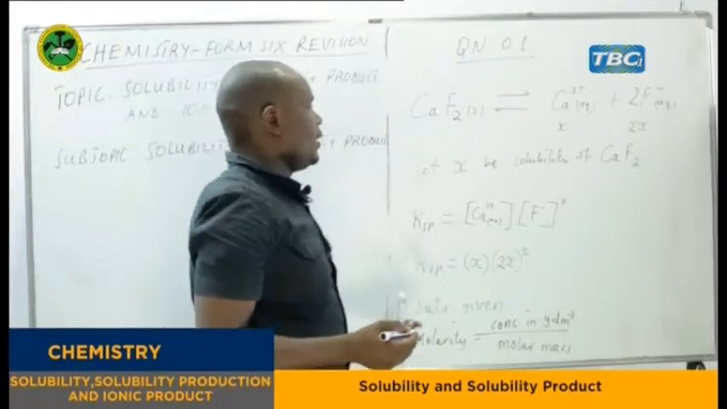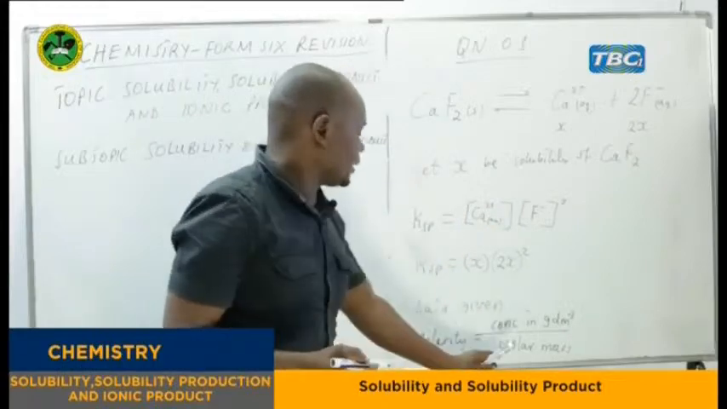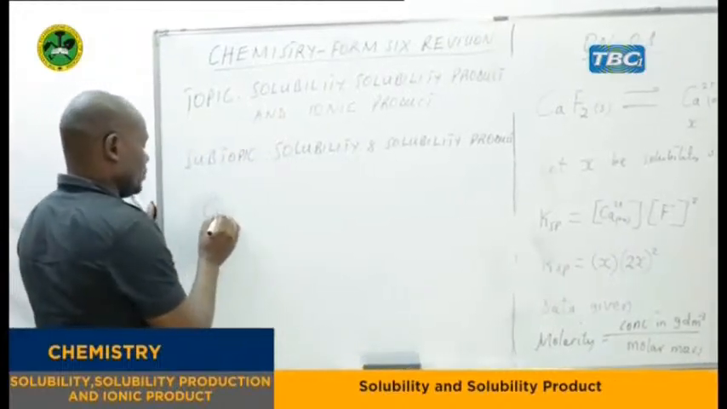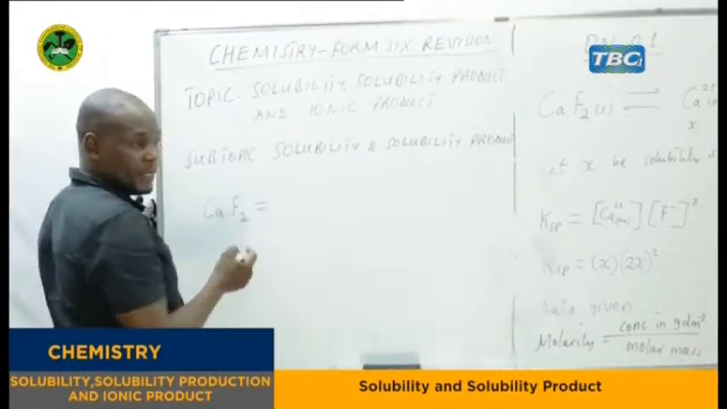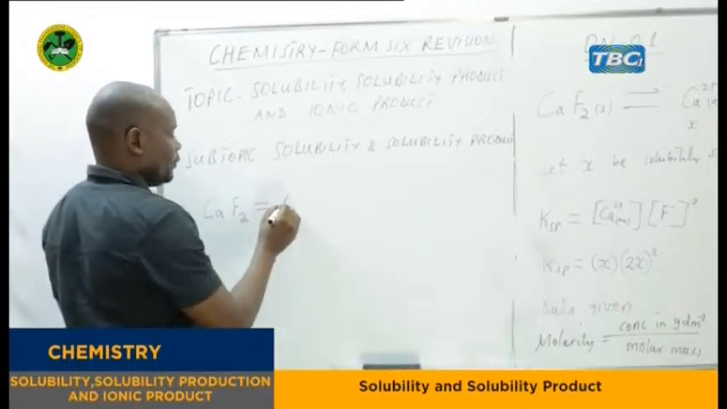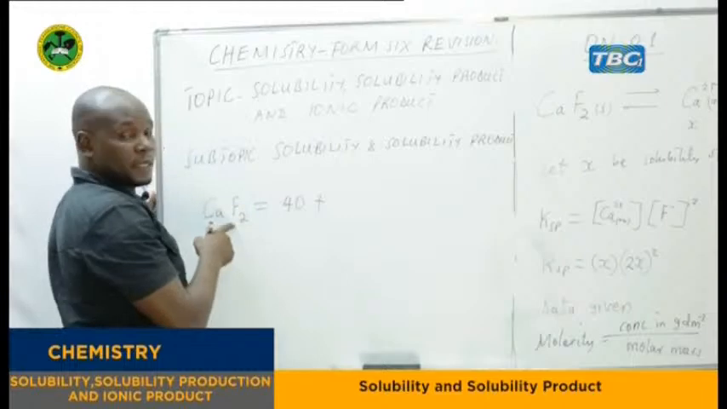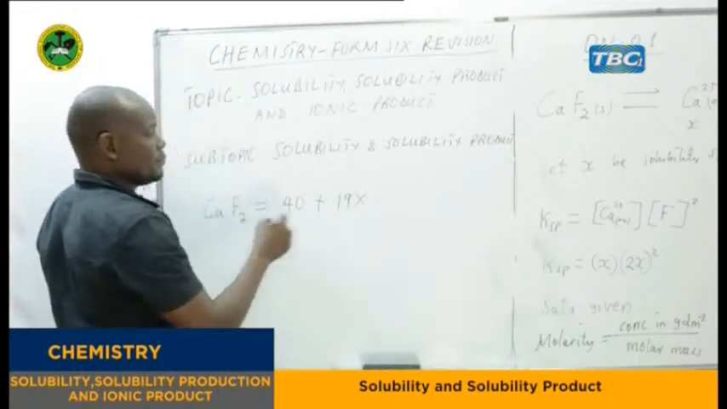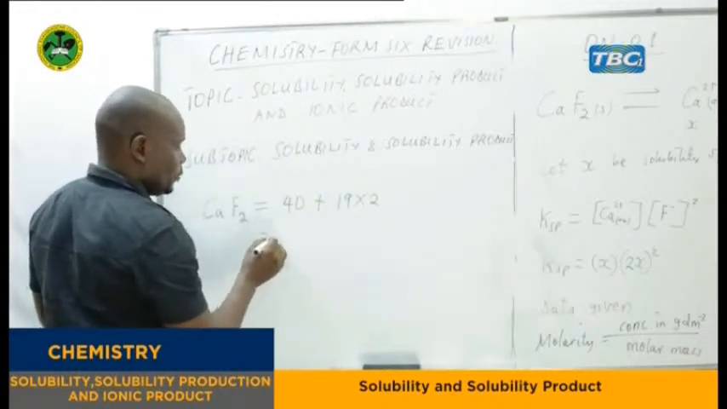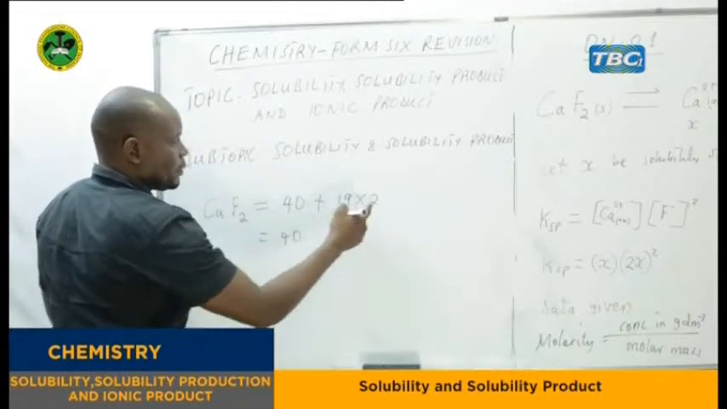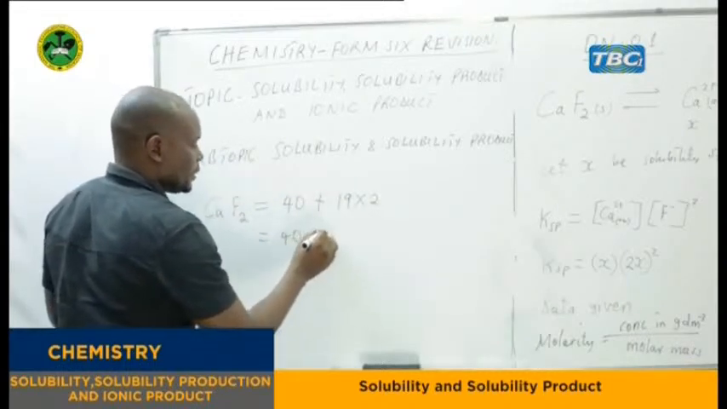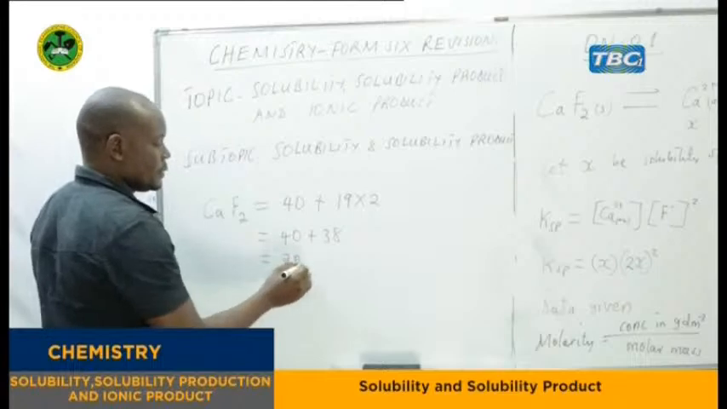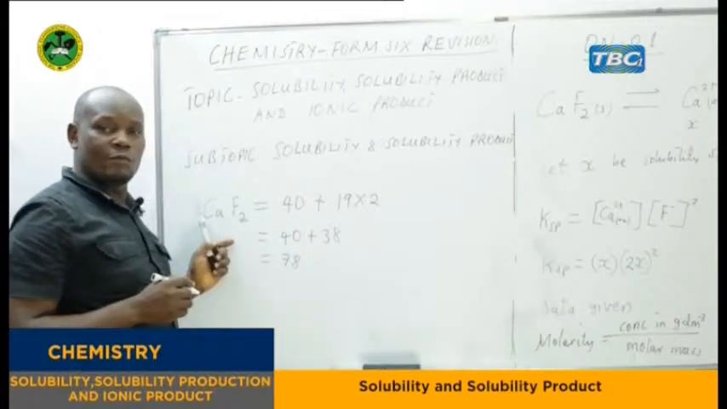And the molar mass of what here? Of calcium fluoride. Now let us find the molar mass of calcium fluoride. We have been given the mass of calcium, which is 40, plus the molar mass of fluorine, which is given there as 19. But 19 times how much? Times 2. Calcium is 40, then 19 times 2 is 38. Now adding, you get 78. This is the molar mass of calcium fluoride.